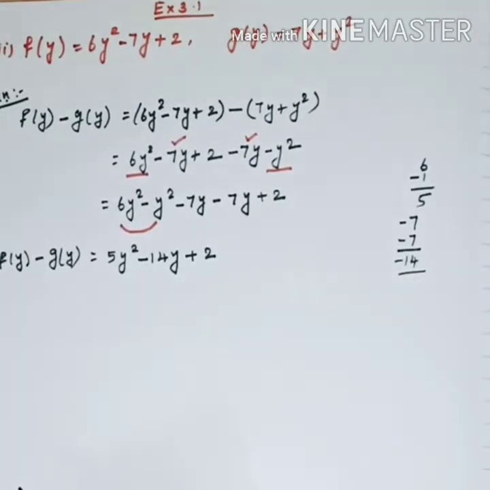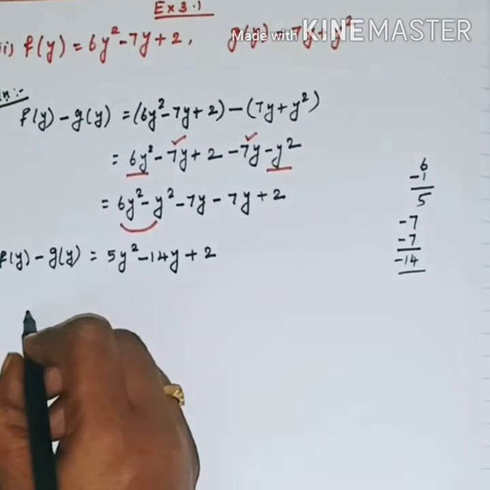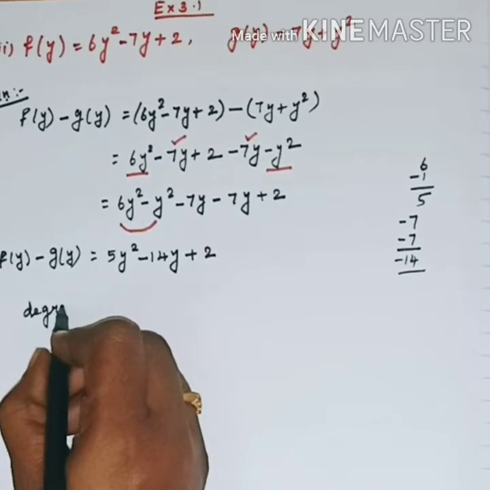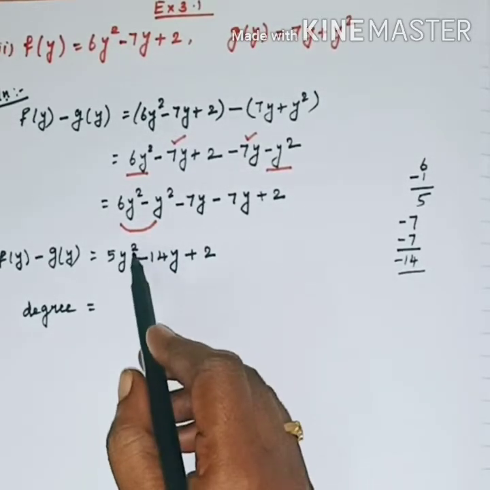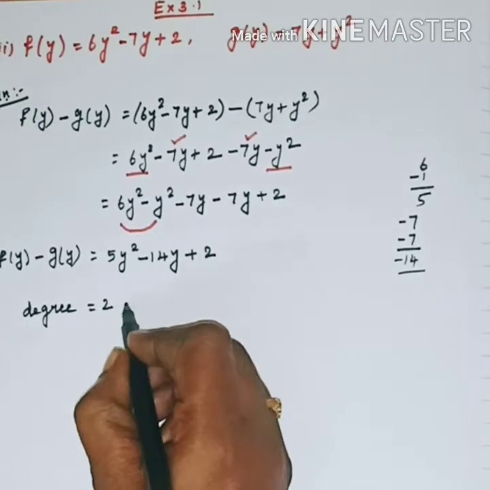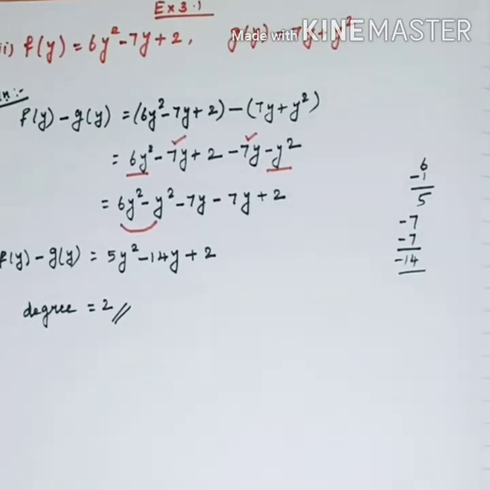Next, we have to find the degree of the resultant polynomial. Degree is nothing but the largest power of the variable. Here, the largest power is 2. So, the degree is 2. This is the answer for this sum.